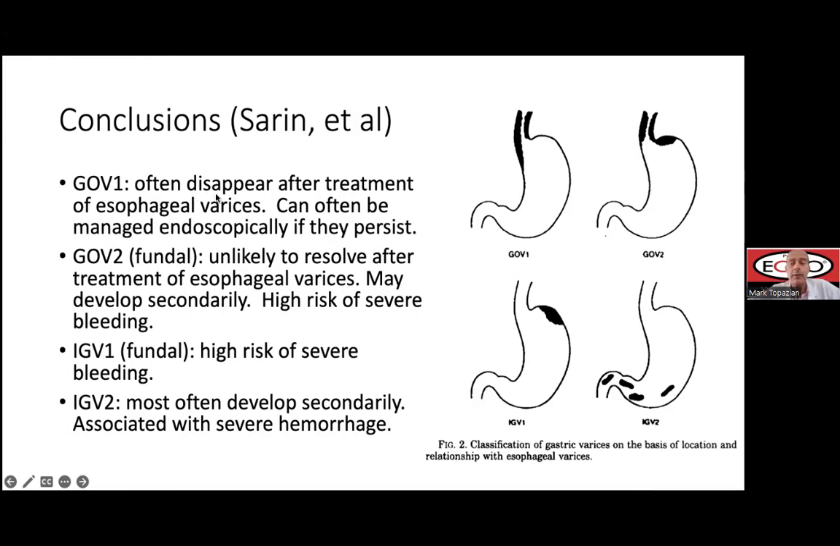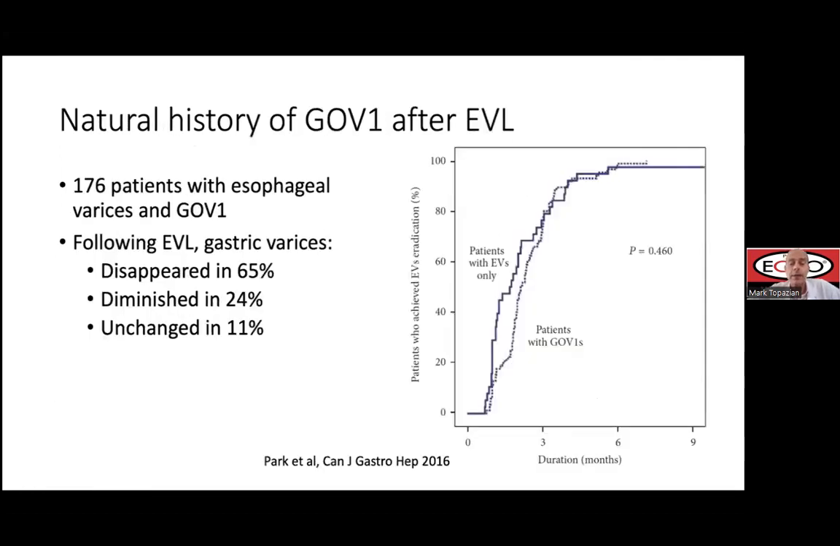an issue. Now you might say, well, this was with esophageal sclerotherapy. What about band ligation? And we do have this paper from Korea from 2016, where they looked at 176 patients who had esophageal varices and GOV1. So now in this paper, all of the patients had GOV1. And following variceal band ligation in the esophagus, the gastric varix disappeared in 65%, diminished in 24%, and was unchanged in 11%. So very similar finding that GOV1 tends to disappear after band ligation of esophageal varices.